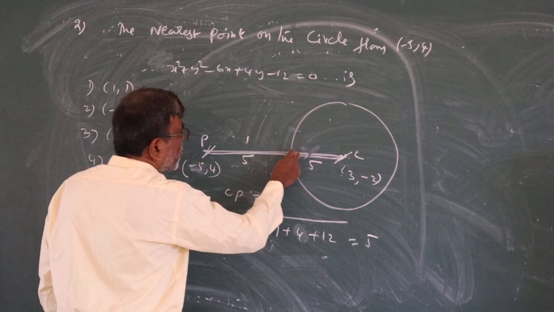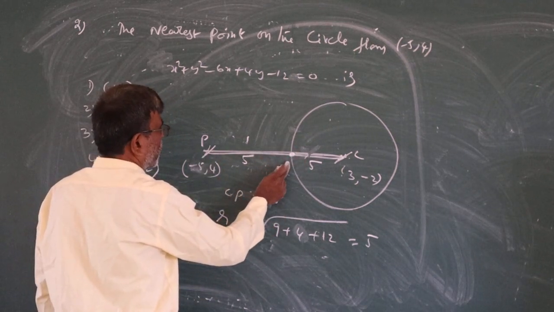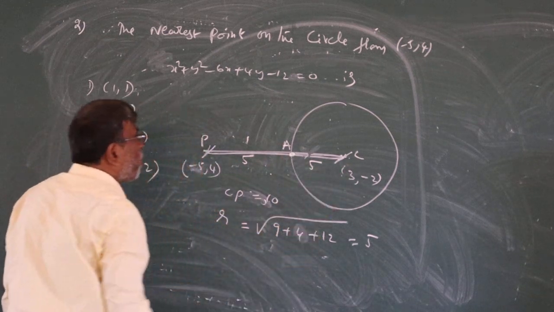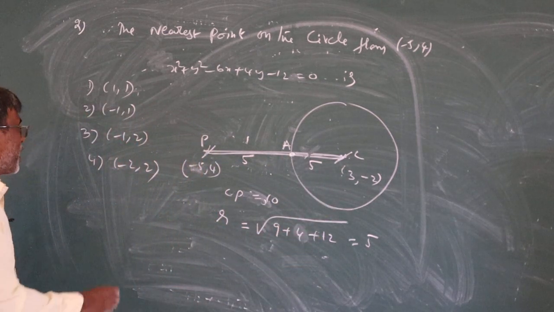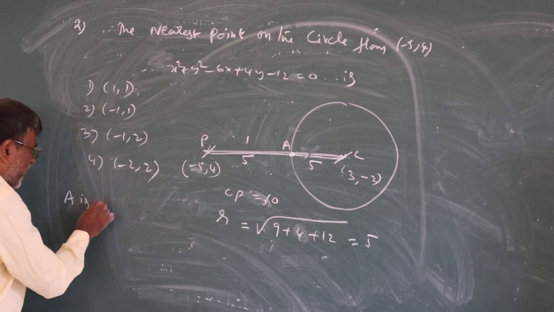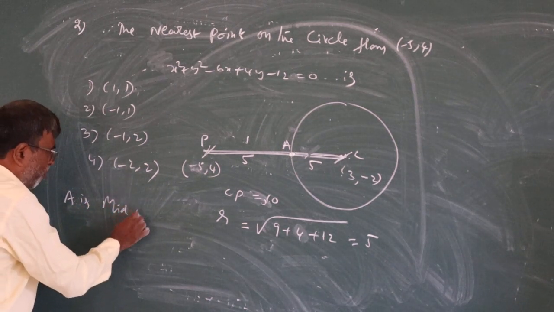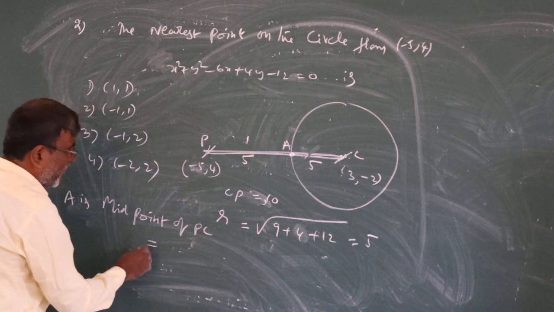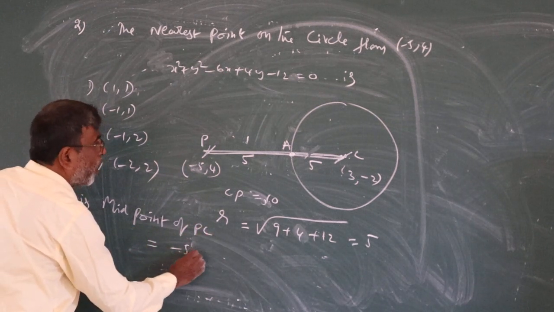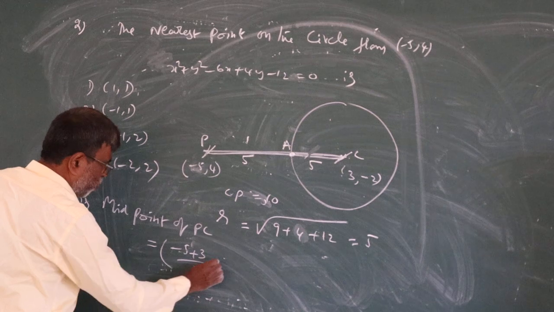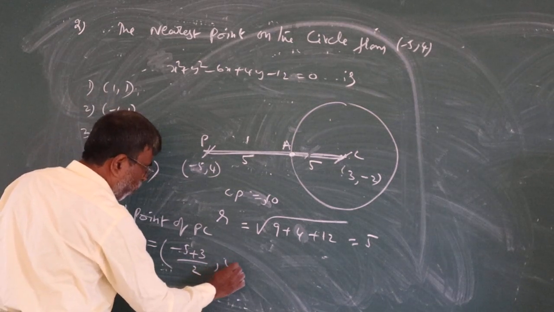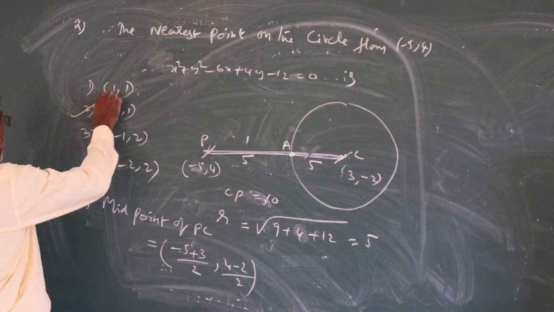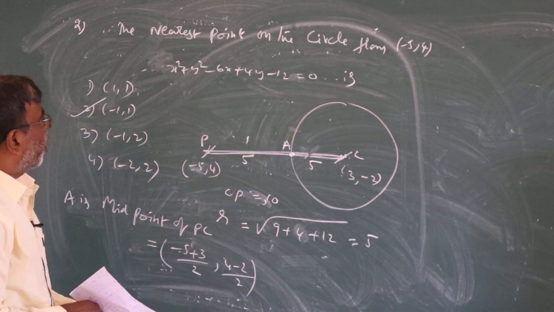So this is the least distance. This is the nearest. This distance is A. A is nothing but the midpoint of PC. Midpoint of PC is nothing but (-5 + 3)/2, (4 - 2)/2. If you simplify this, we will get it as (-1, 1).